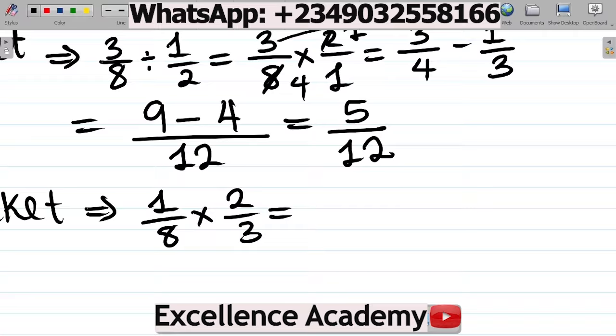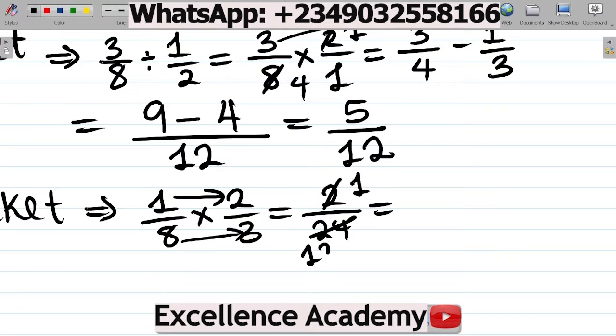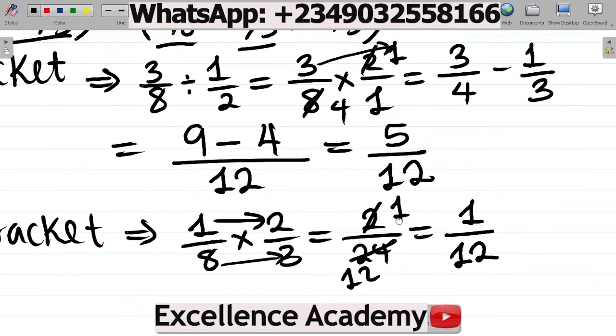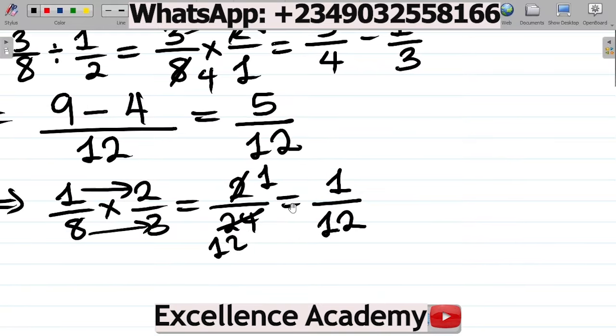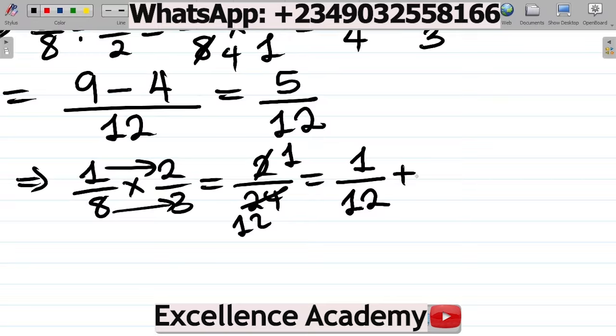If they multiply from here, 1 times 2 gives you 2, all over 8 times 3 gives you 24, and that's equal to 2 here, 1, 2 here, 12, right? Divide both sides by 2, that becomes 1 all over 12. All right, so this becomes 1 over 12. Then bring the next in there, plus 1 over 3.